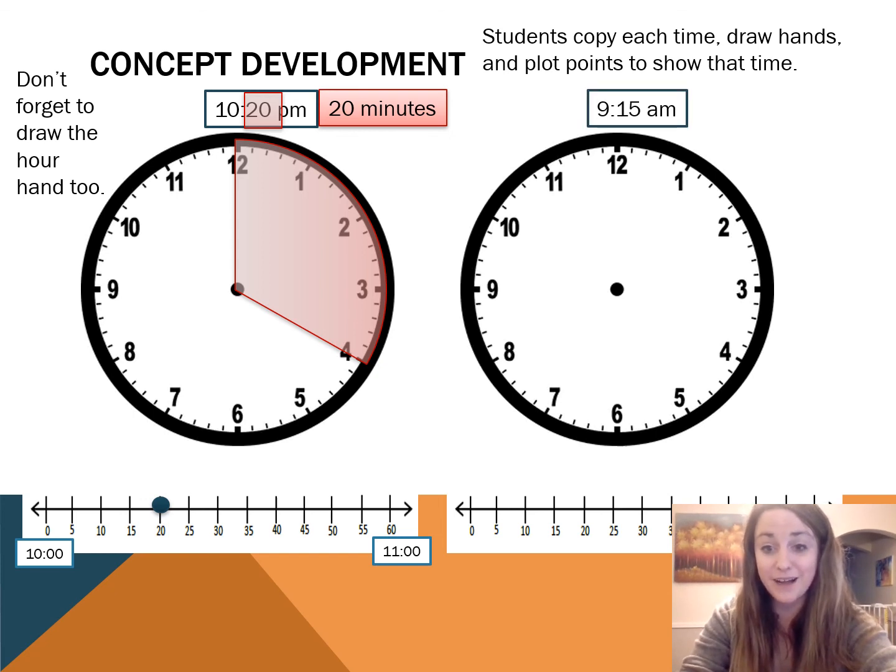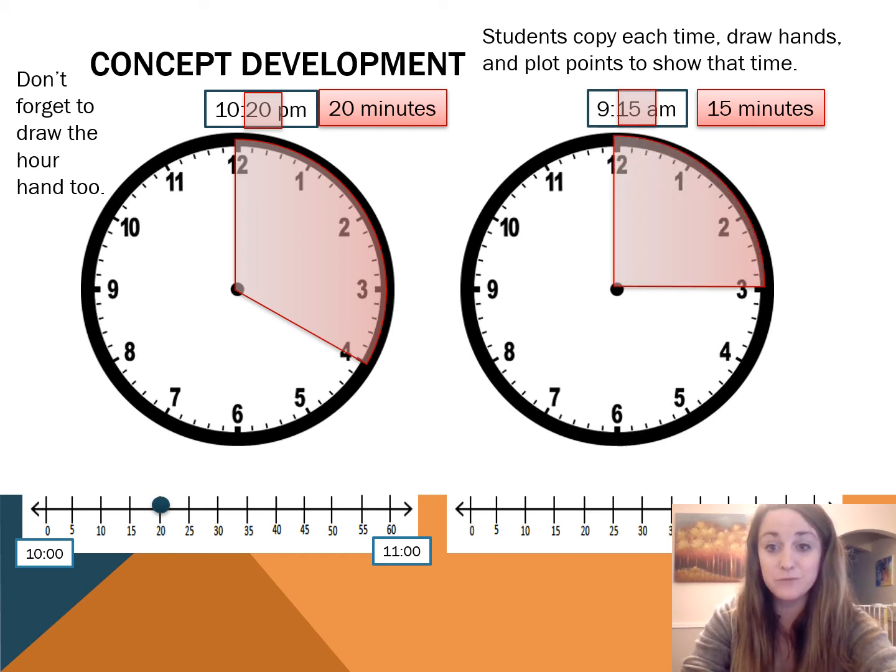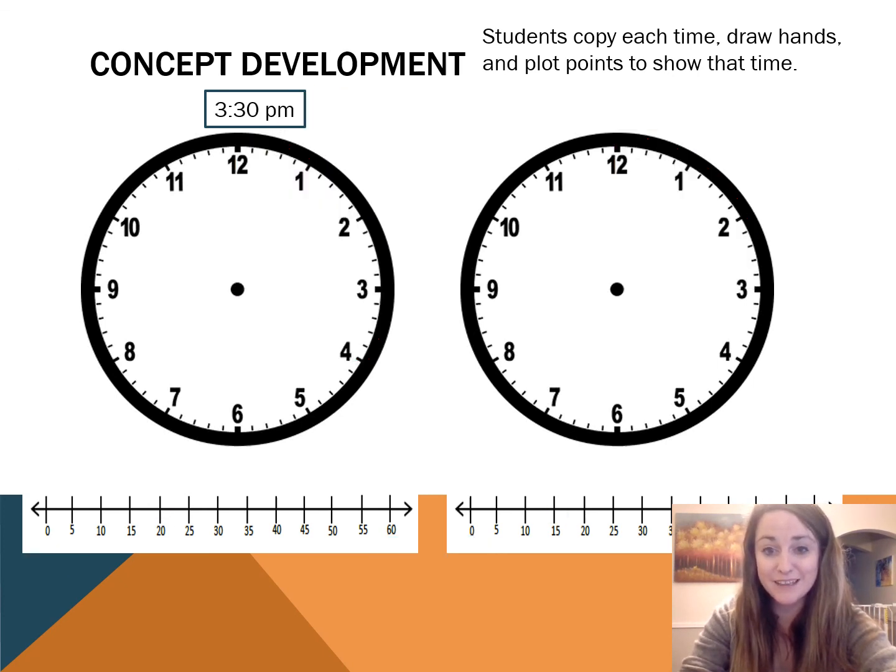Let's look at the next clock. This one shows 9:15. 9:15 is 15 minutes past 9. So I'm going to count 5, 10, 15, and then label my number line to show 9 a.m. and 10 a.m. That's because 9:15 is between 9 o'clock and 10 o'clock. Then I can plot my point of how many minutes have passed.